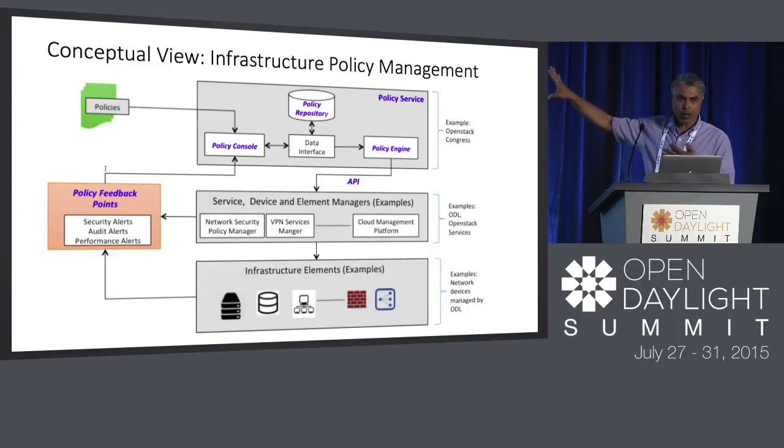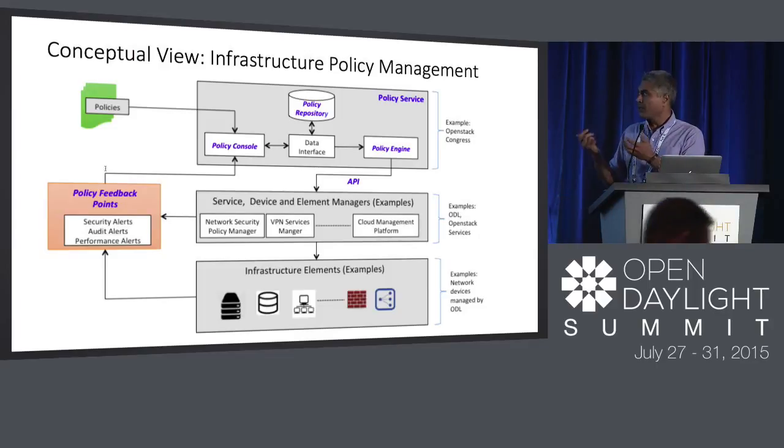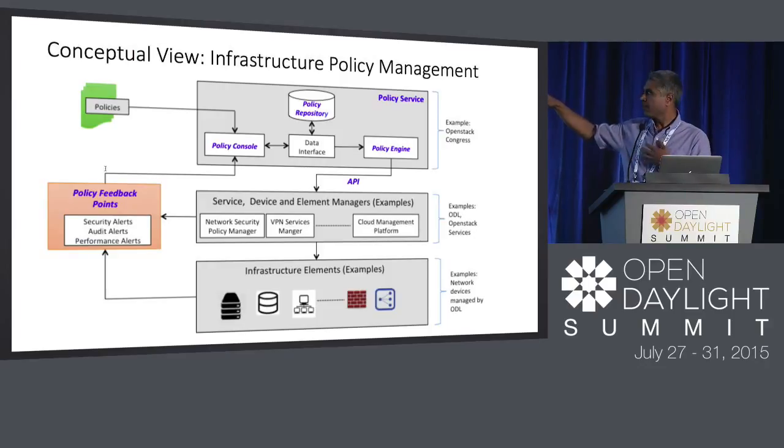On the top, you have a policy service. The policy service comprises the policy repository, where all the policies are going to reside. Then you have the policy console, whether it's a UI, API, whatever. It's an interaction where the policies are going to come in. Then of course, you have the data interface to make sure things are happening. And then you have the policy engine itself, which does all the computation. It does all these other things that we talked about, the negotiation, the stakeholders, all that.